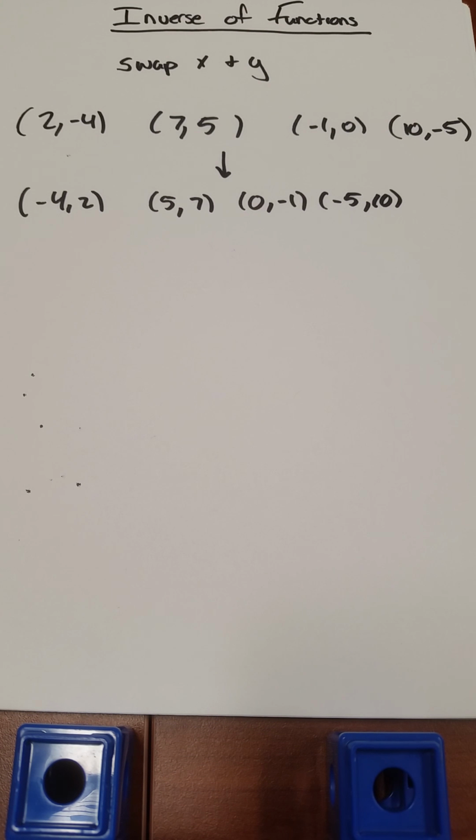We did not change the sign. I didn't do anything else. I put the y value in for x. I put the x value in for y. That is all we are doing when we're finding inverses of functions. So that's how to do it with a set of ordered pairs. Now, how to do it with an equation.